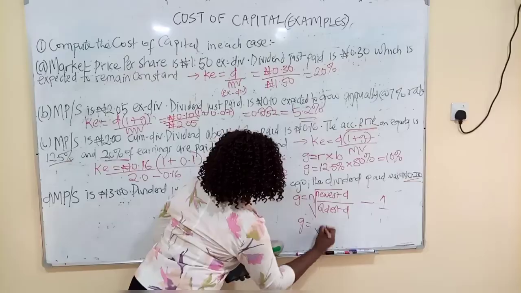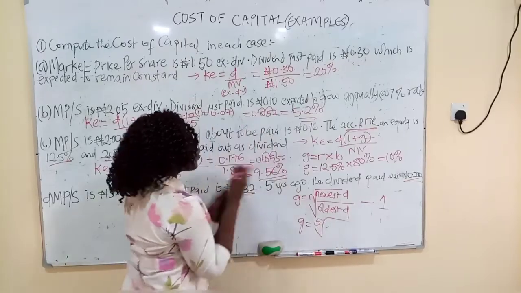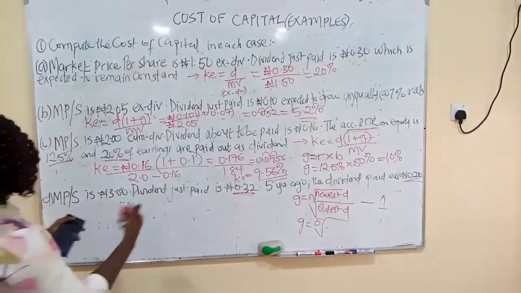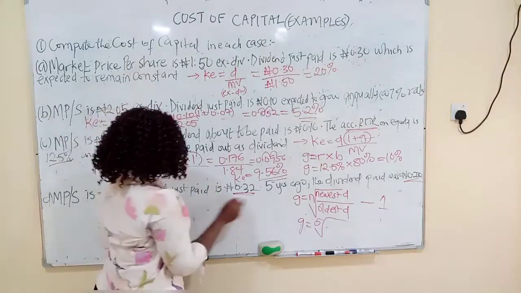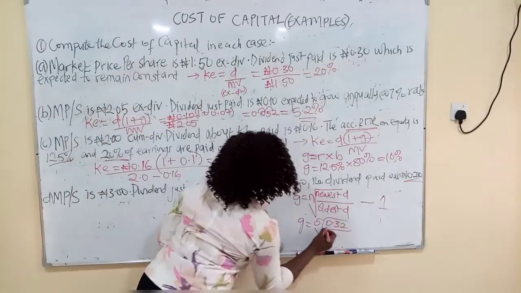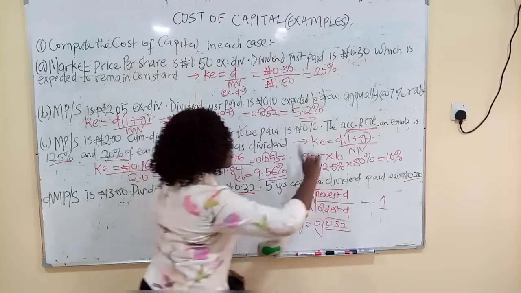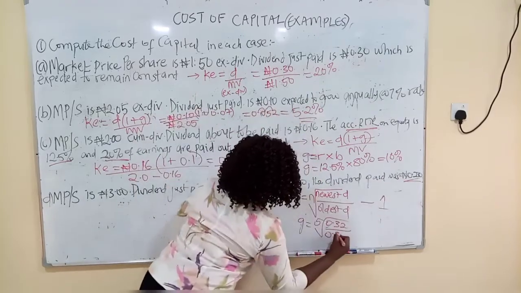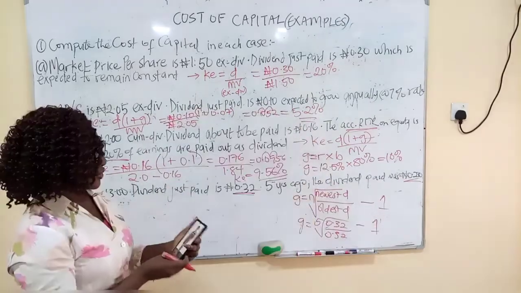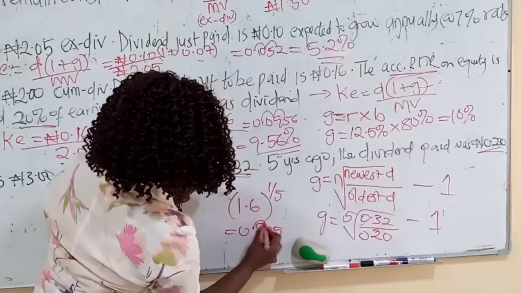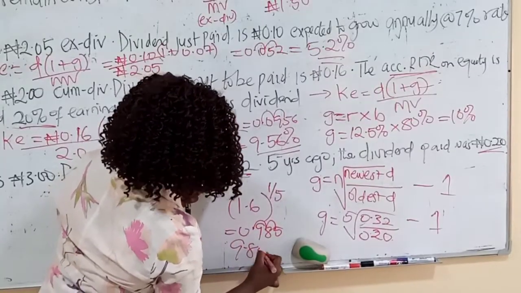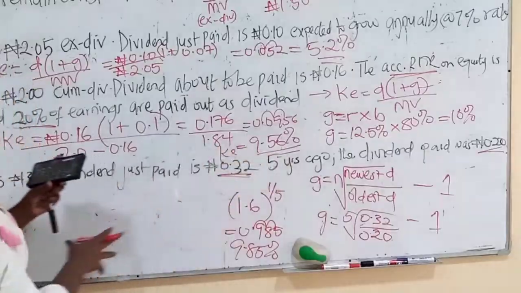So growth will be equal to what? N is 5. What's your newest dividend? That is the latest, just paid, 0.32. Oldest, that is the base dividend, 5 years ago, was 0.32, minus 1. Now you solve this. So the growth rate is 9.85%. Then you take the growth rate into the formula.